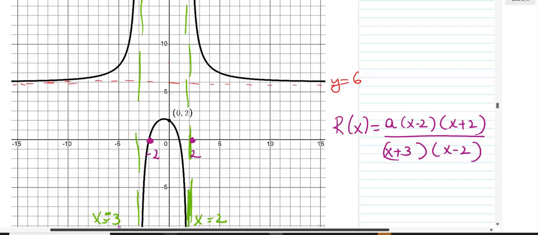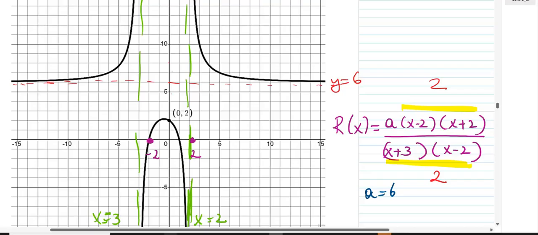So hence, we do have a second degree on the numerator, a second degree on the denominator. So the horizontal asymptote is 6. If the degrees are equal, we divide the leading coefficients. So I would say that A will be equal to 6.